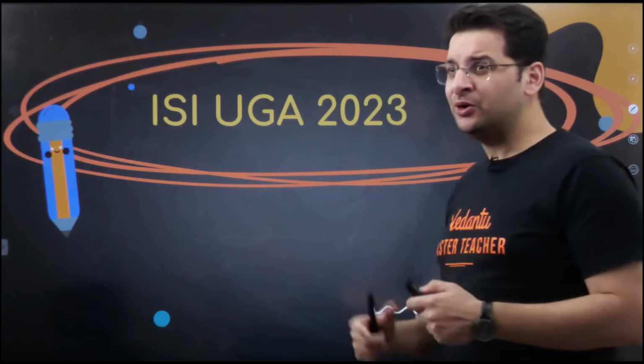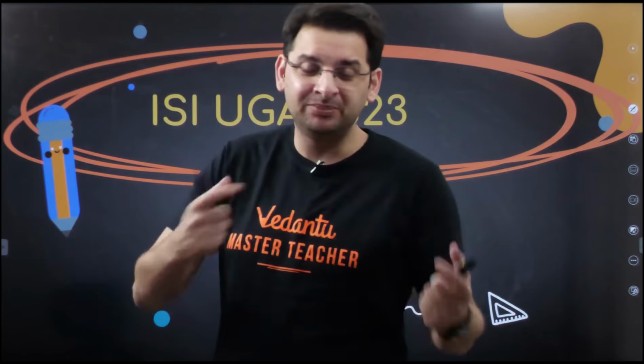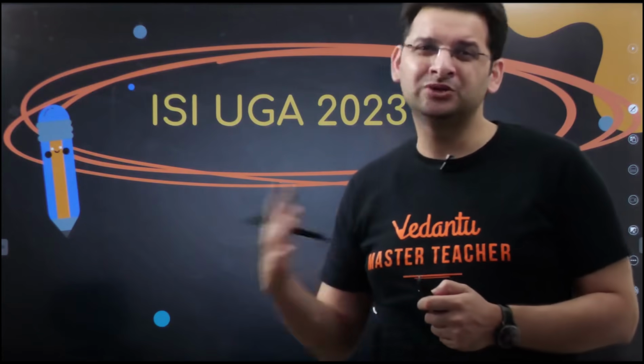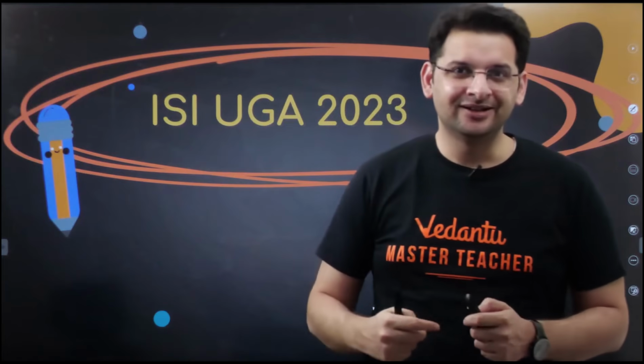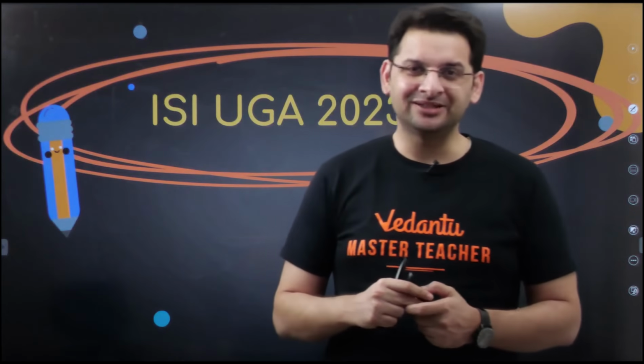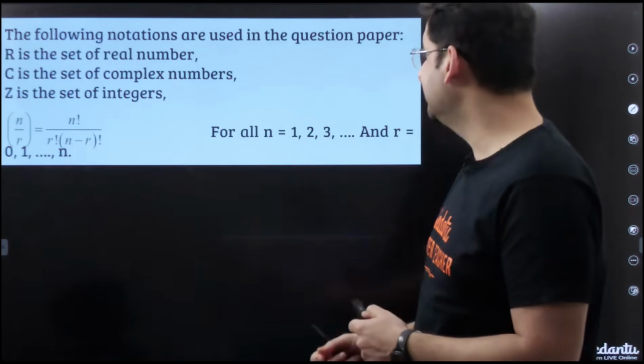So this paper overall was, I would say, on the simpler side. The UGA portion was on the simpler side as compared to last year, and there were hardly 2 to 3 questions which could have troubled students. Apart from that, a lot of questions were direct. So let us get started and do these questions.